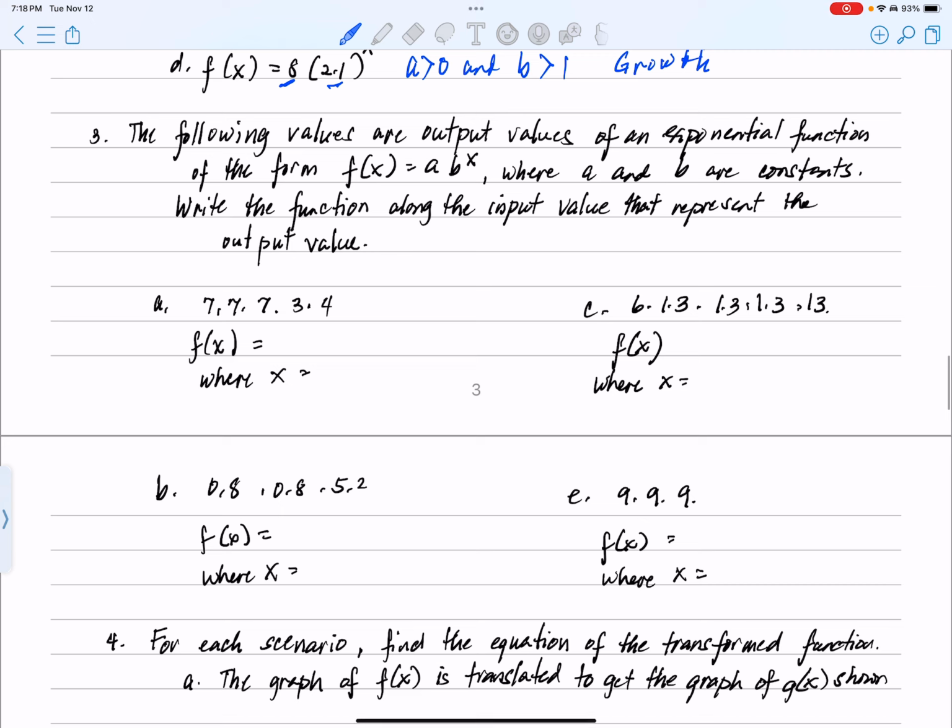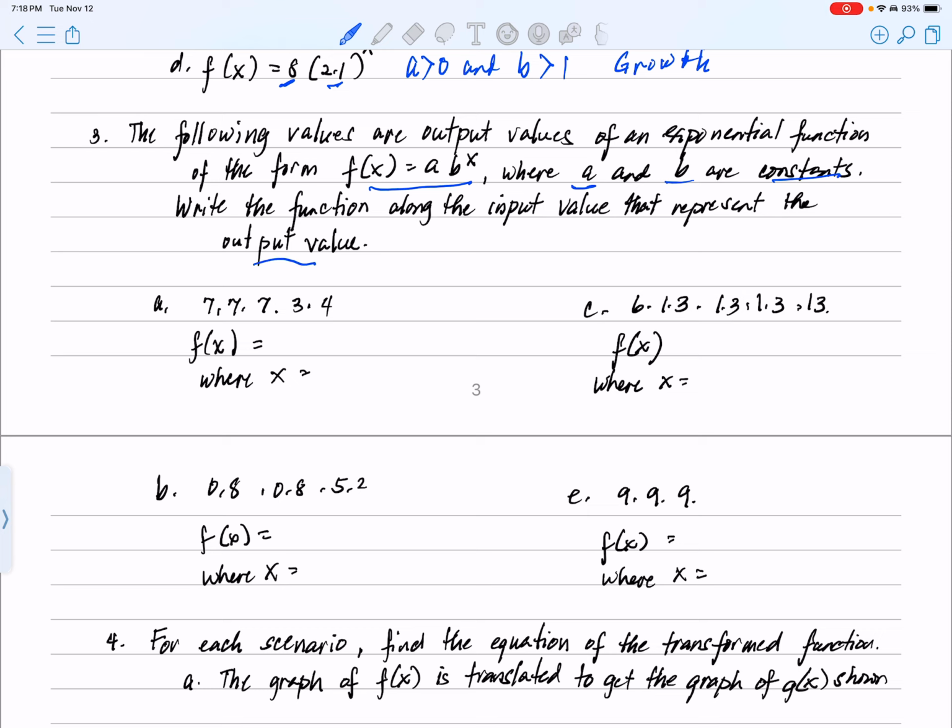Okay, let's have this problem. The following values are output values of an exponential function of the form f of x equals a b to the power of x, where a and b are constants. Write the function along the input value that represent the output value.